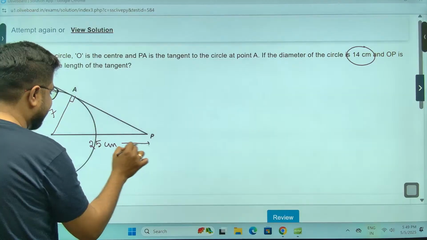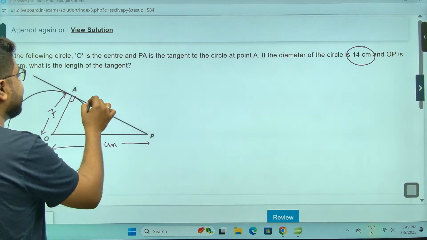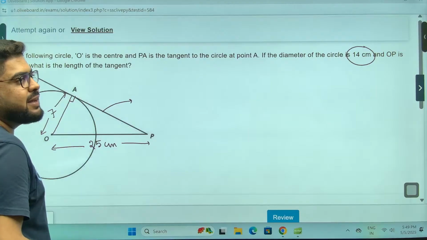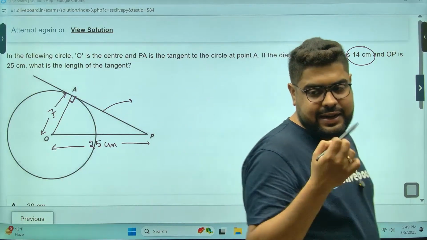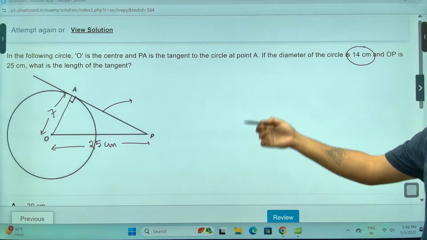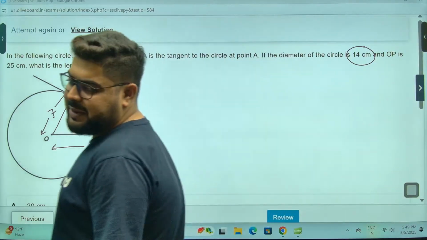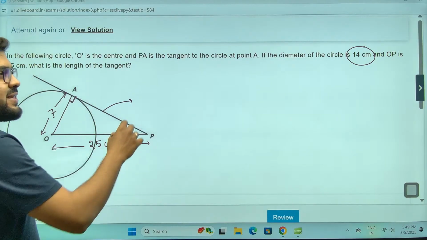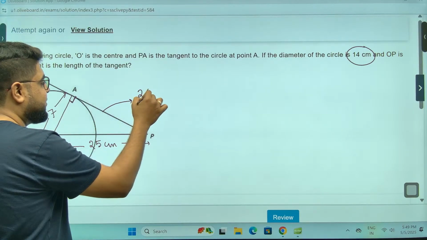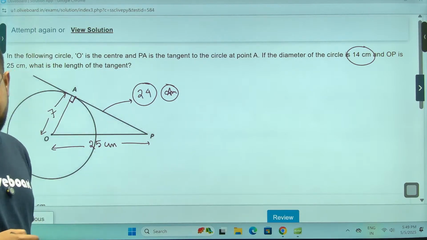They are asking the length of the tangent, which means the length of AP. It's a right angle triangle. Tell me, the triplet 7, 25, and which one else is the triplet? It is 24. So that is your answer.